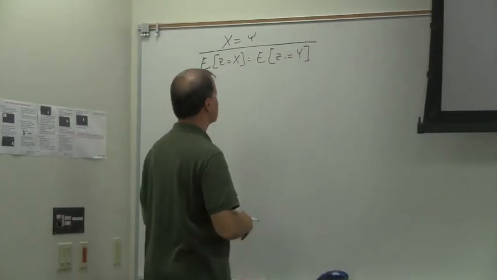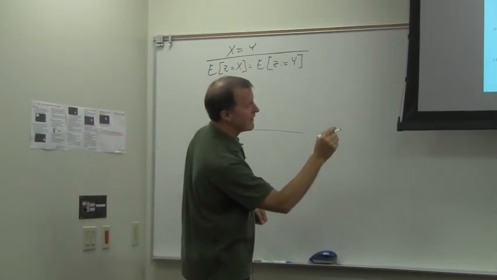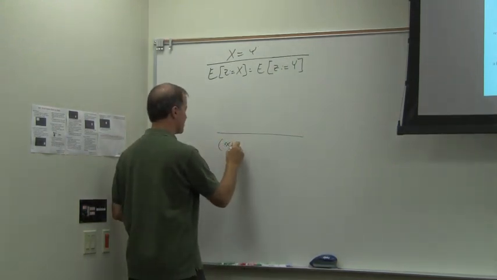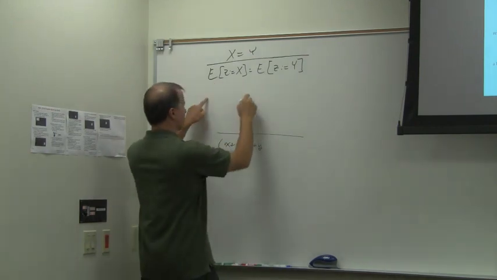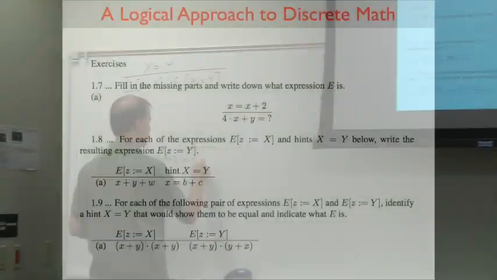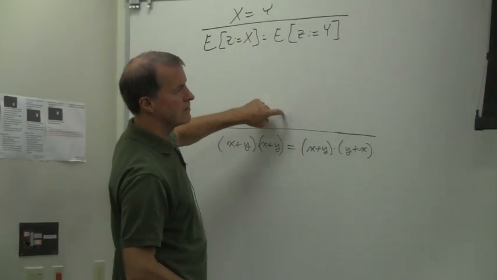So I think maybe what you could do is say x plus y times x plus y, so that's this one, and then we're saying equals x plus y times, what is that, y plus x? Missed parentheses. Oh, I did. X plus y times, and x plus y times y plus x. And what he's asking us is, what goes here?